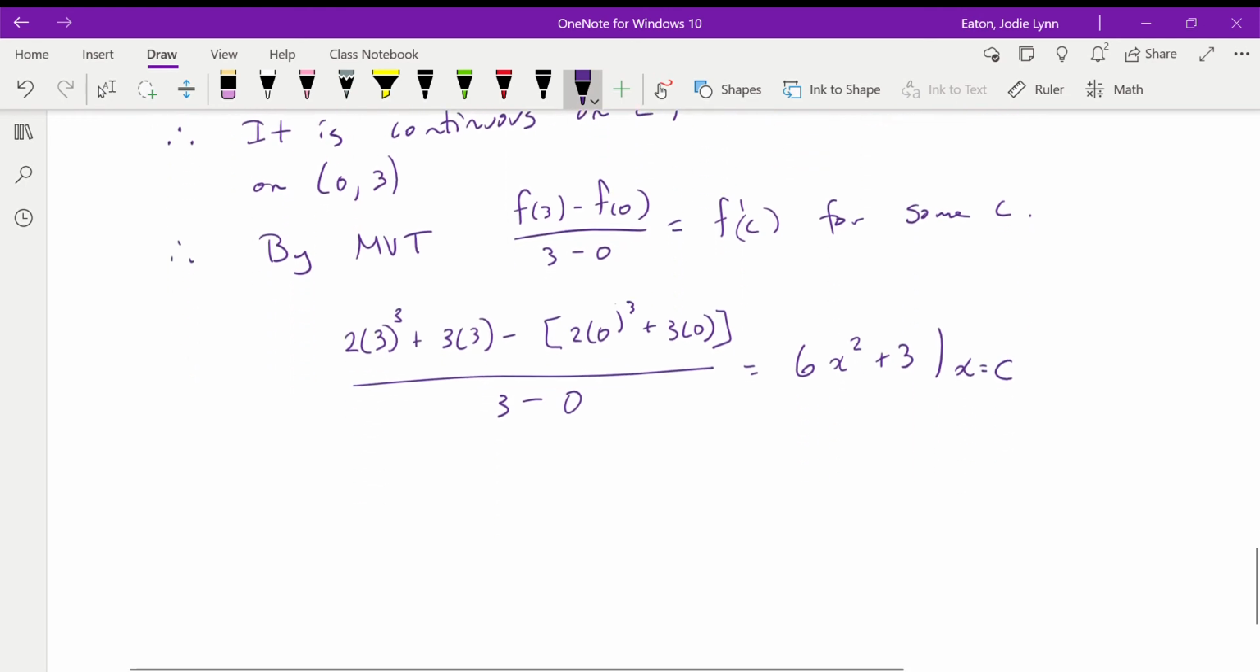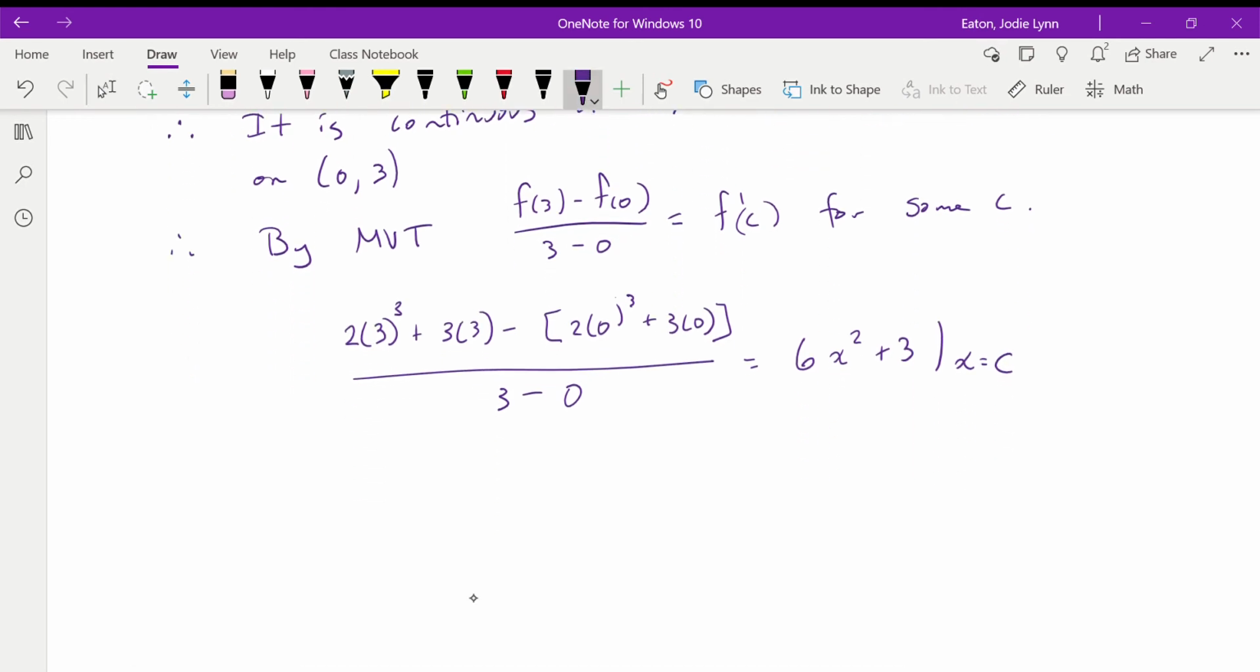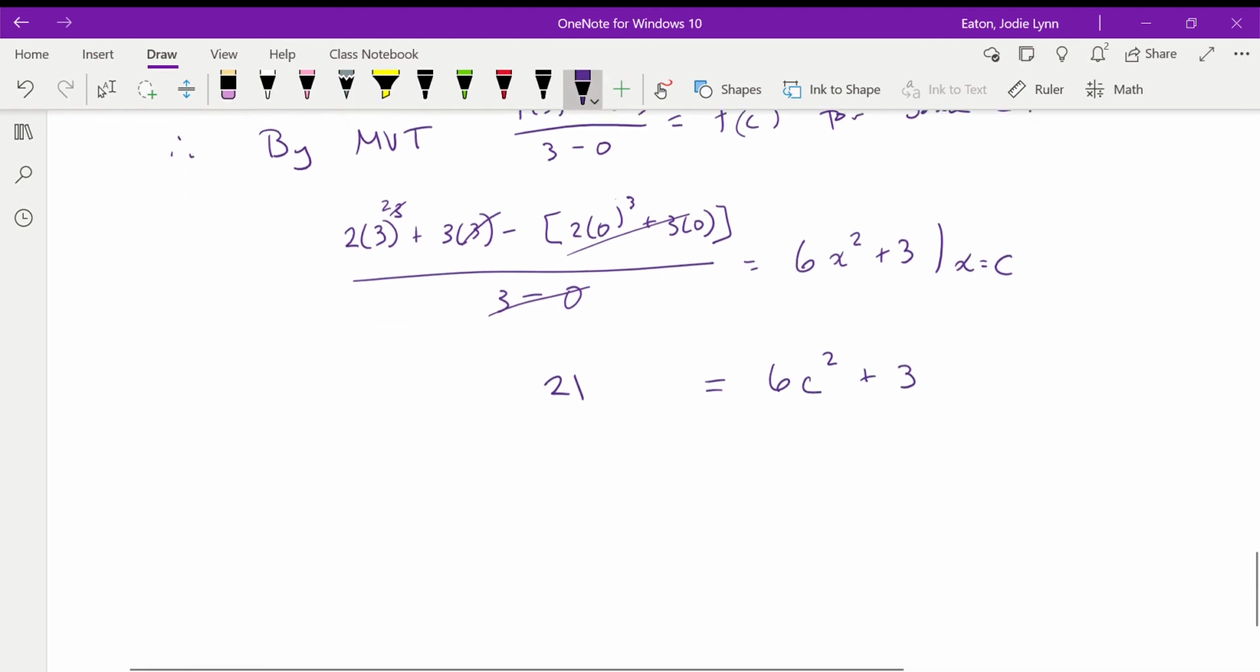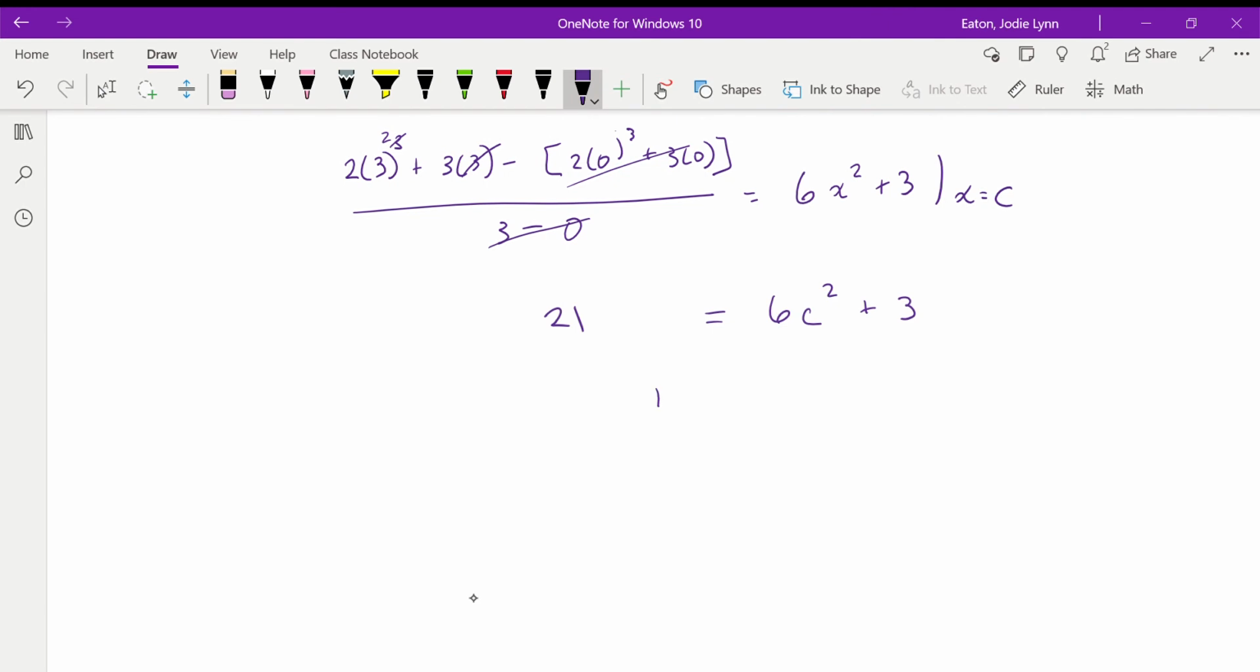Okay, so this is 3, this is 0, so 2 times 3 cubed, that's just 2 times 3 squared plus 3, so 2 times 9 is 18 plus 3 is 21. f prime of x is 6x squared plus 3, or 6c squared plus 3. I'm going to evaluate that at c. So 18 is 6c squared, so c squared is 3, and c is going to be equal to radical 3.